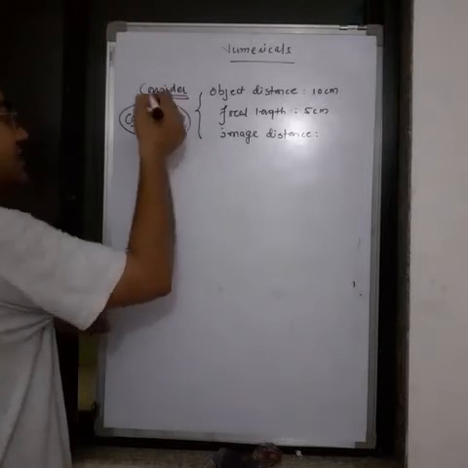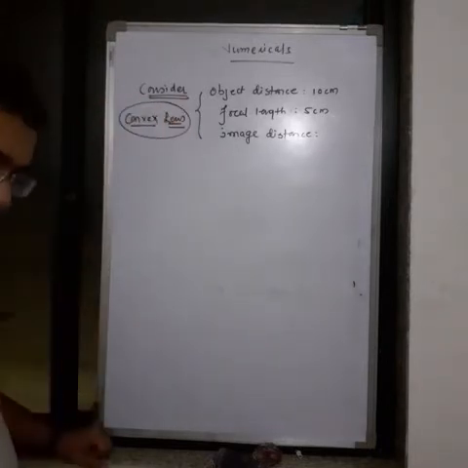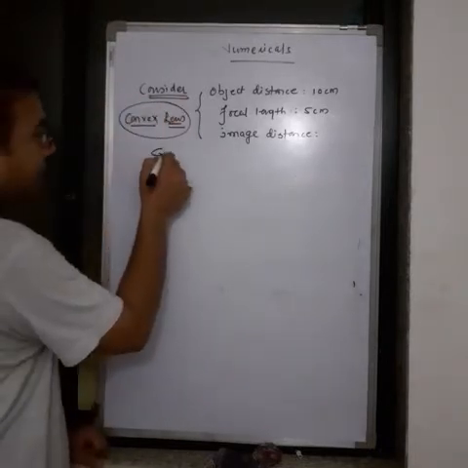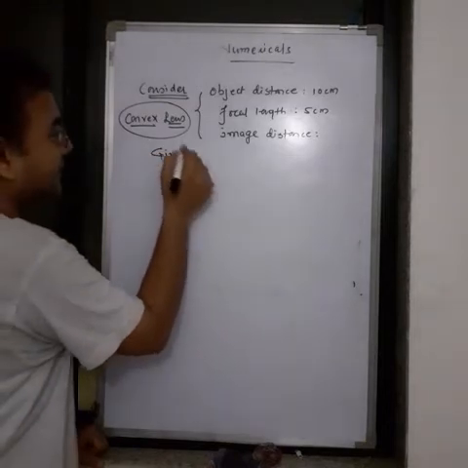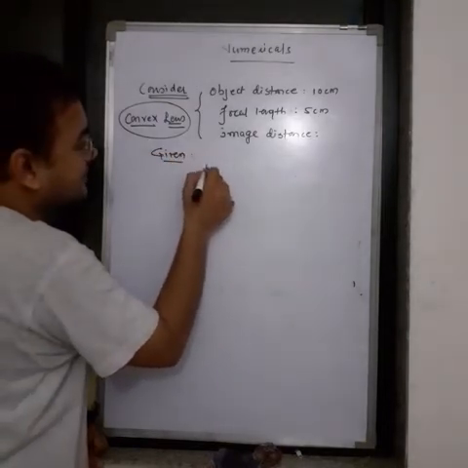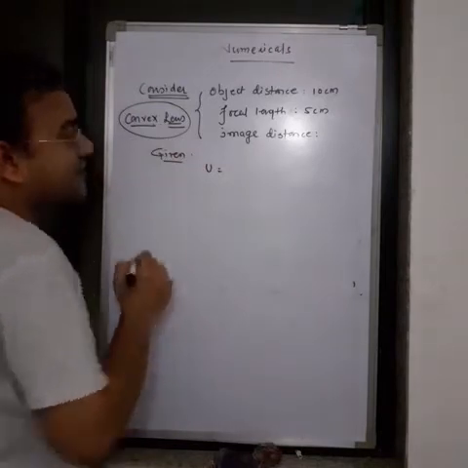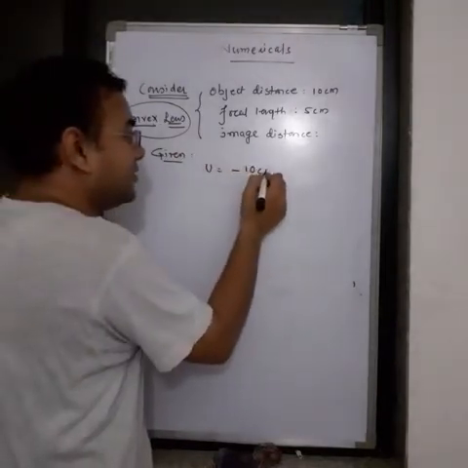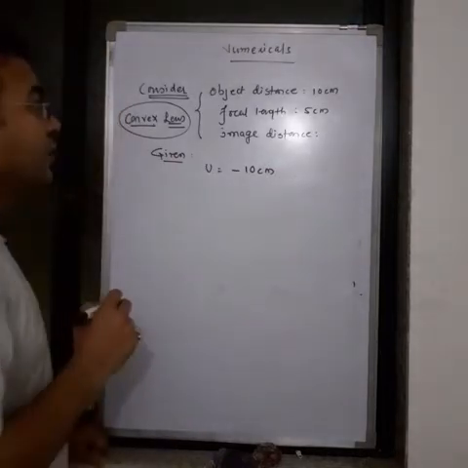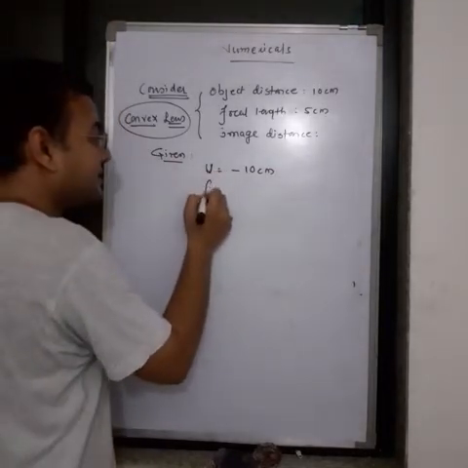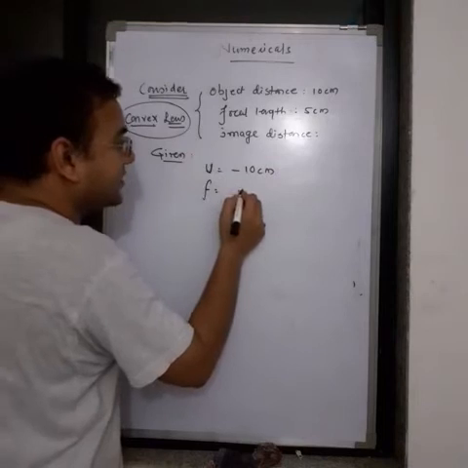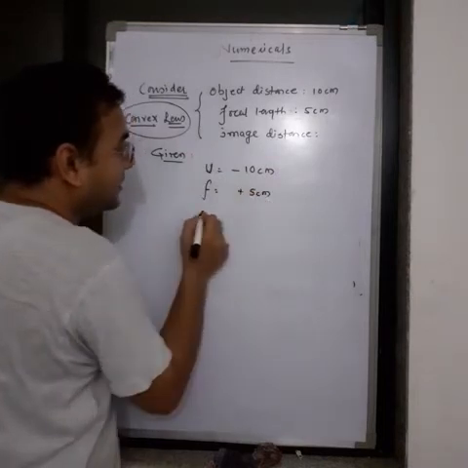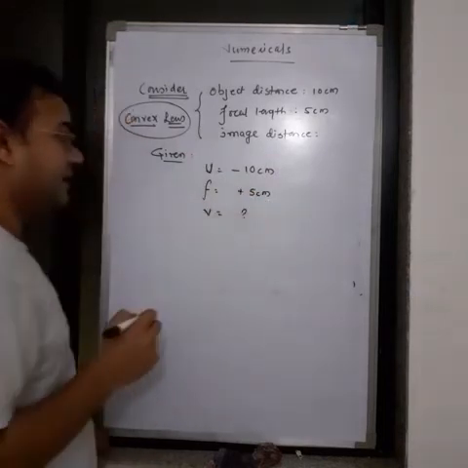So if we say that it's a convex lens, then for the given values we have to justify. First of all, object distance means u. For a convex lens we have to keep u as minus 10 centimeter. So here u is minus 10 centimeter. Focal length f, guys, f is positive, that's why it's 5 centimeter. Image distance v we have to find.